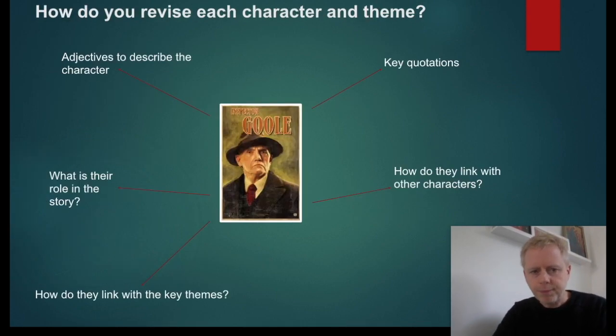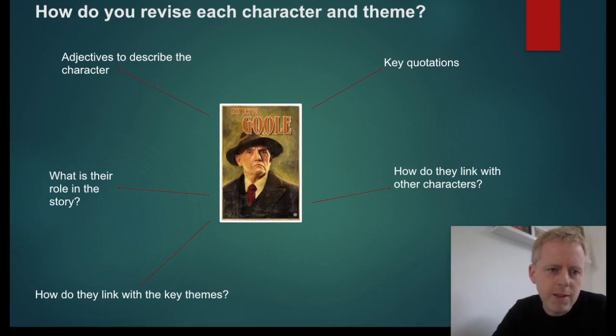Okay, so taking that a little bit further, how do you revise each character and theme? Well, I've taken Inspector Calls. You don't have to get an image, you just get an A3 sheet or an A4 sheet, however you wish. Write down the name of the character or theme in the centre, and then kind of brainstorm, mind map around that.